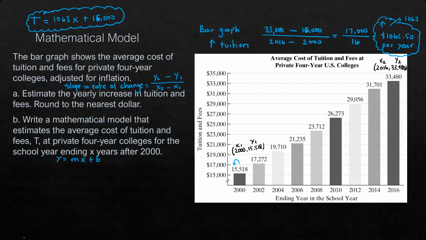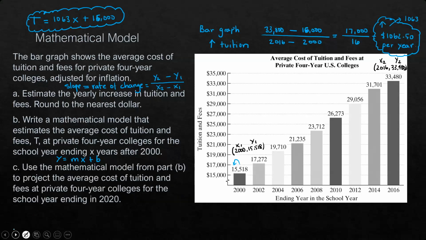Look at how we can use this. It says use what you wrote in part B, which is this equation here, to project the cost of tuition at the 4-year college in the year 2020. This is 20 years after 2000.